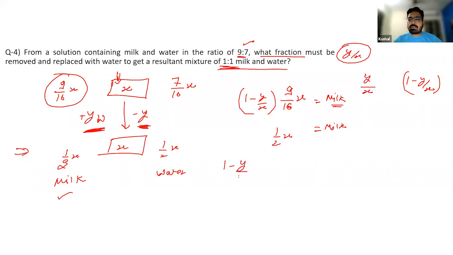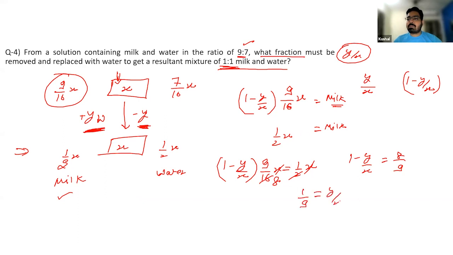So 1 minus Y by X into 9/16 of X should be equal to half of X. So X will get cancelled out. 2 8s are 16, so 1 minus Y by X should be equal to 8 by 9. So we will get 1 by 9 is equal to Y by X. And that is what they were asking. So that's the answer for this question. I hope we all are clear with this.